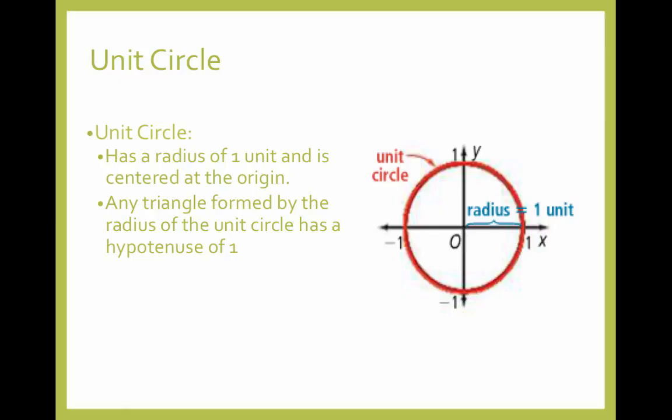So we have the red circle, the center is at the origin, and then this half of the diameter is 1 unit. So all the way around, it's 1 unit from the origin. So -1 if you go to the left or down, +1 if you go up or to the right. And if we were to draw a triangle that starts at the origin and goes out to the end of the circle, and we go straight down, that has a hypotenuse of 1 every single time.